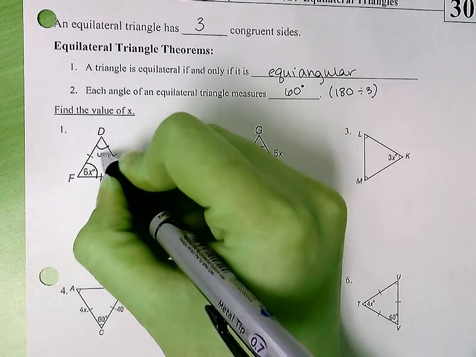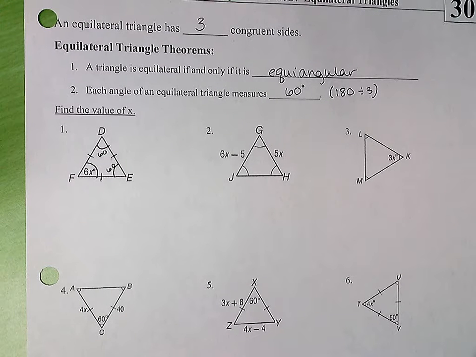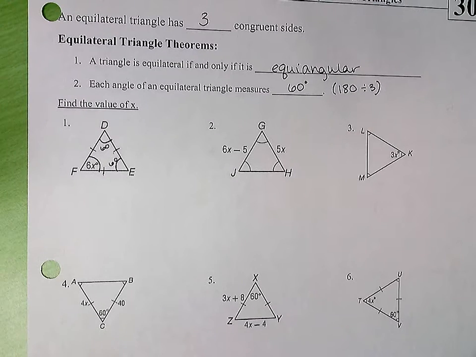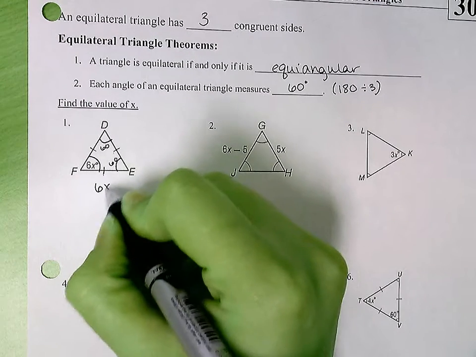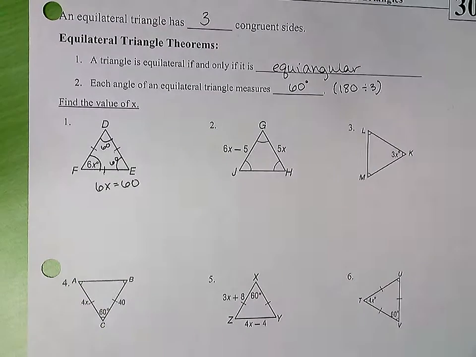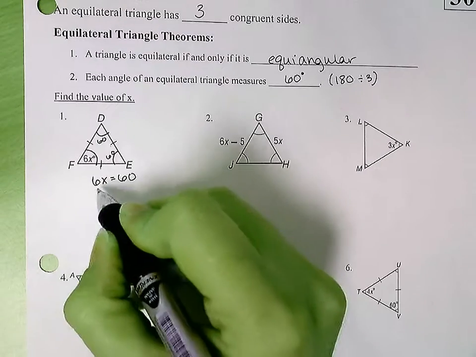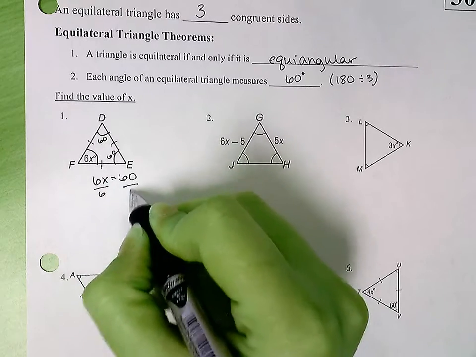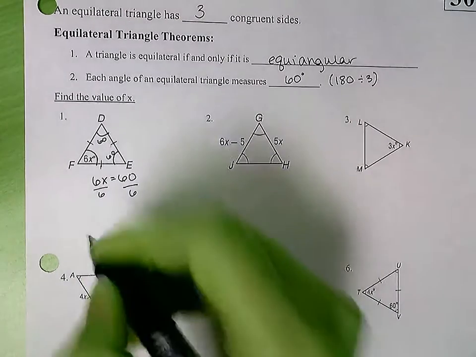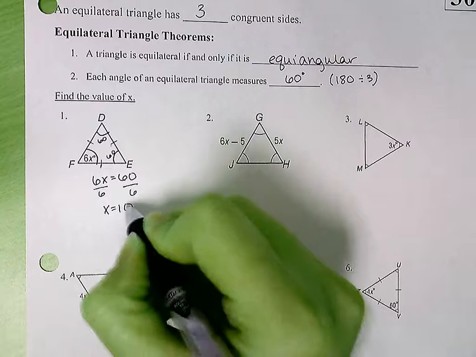60. So how can I set up an equation to find x? Okay, all 3 of your angles have to be 60 degrees because it is an equilateral triangle. From here, I'm going to divide both sides by 6, and x will be 10.